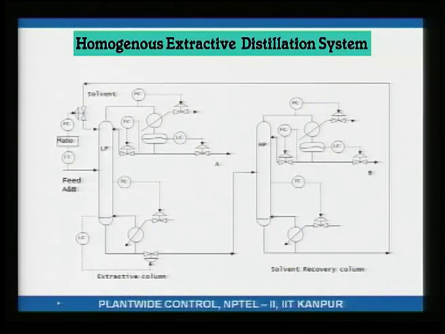Okay, so this is in some way a design solution. If you had your reboilers arranged in series, you don't have to actually use a totalizer. It is naturally amenable to tight temperature control. Okay. Now we look at, okay, what is heterogeneous extractive distillation?